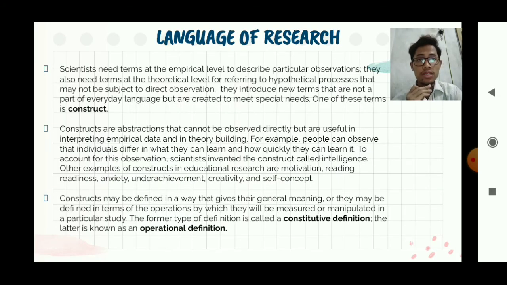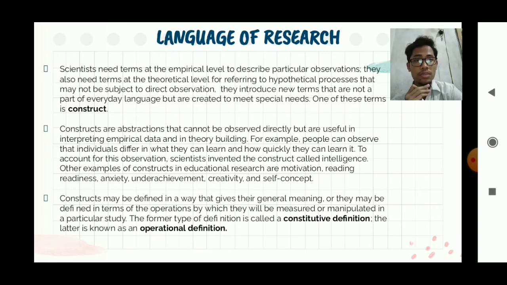The next is language of research. Scientists need terms at the empirical level to describe particular observations. They also need terms at the theoretical level for referring to hypothetical processes that may not be subject to direct observation. They introduce new terms that are not a part of everyday language but are created to meet special needs.